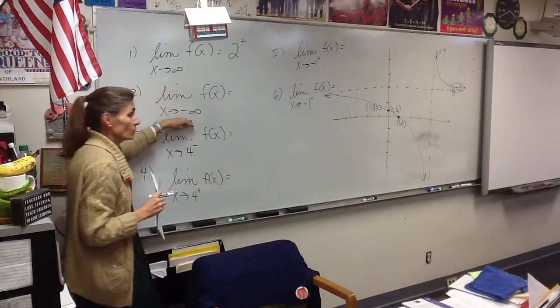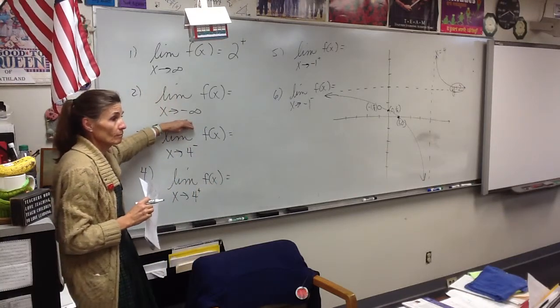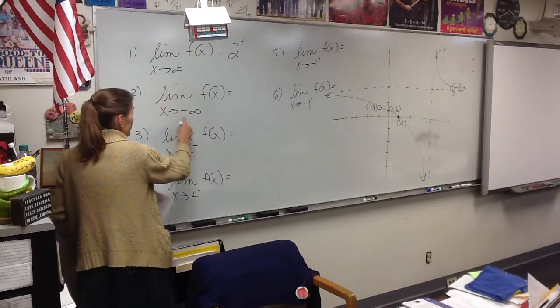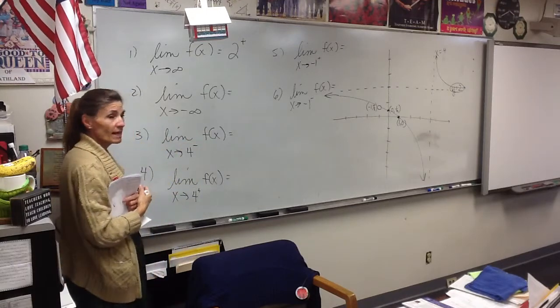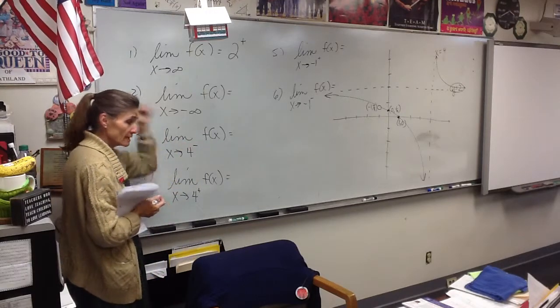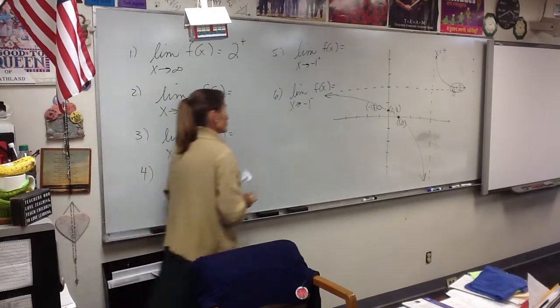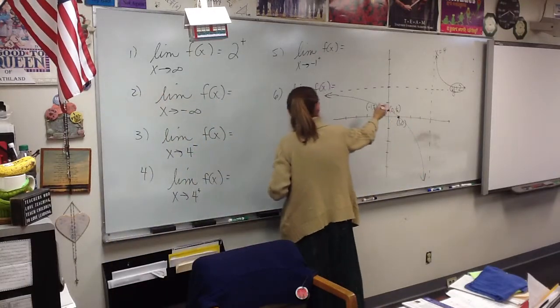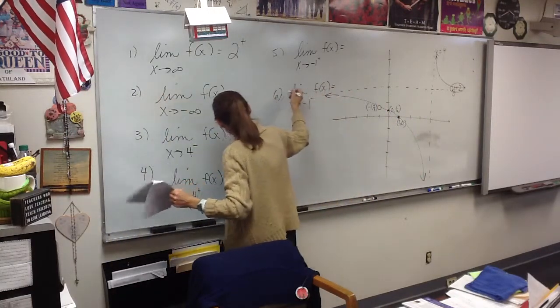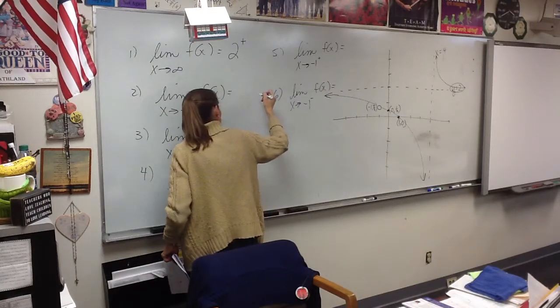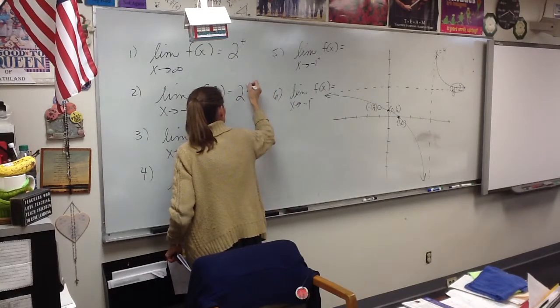All right, what about this one? What's this say? As x approaches negative infinity. Where's that? That's out here, right? So draw your curve. Go this way. What's happening to your pencil? It's getting closer to 2. It's getting closer to 2 from the bottom.